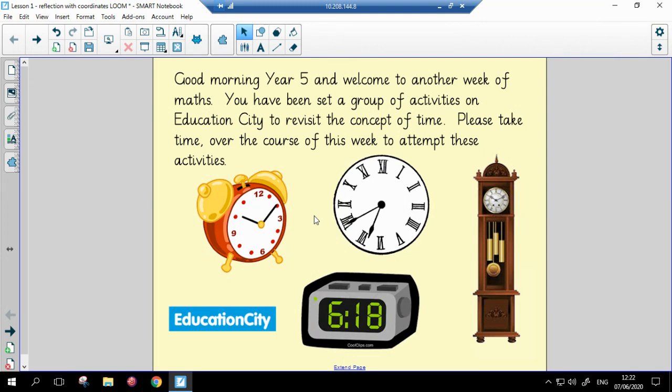But before we begin, I'd just like to let you know that on Education City, I've set you some tasks to revisit the concept of time, because I know this is quite tricky. I'd like you to take some time over the course of this week to attempt these activities. So please don't just ignore the other lessons on the website and just do Education City, because there's quite a lot on there. Just do a few every day, just to remind yourself about time, and remember to do the lessons on the website as well.